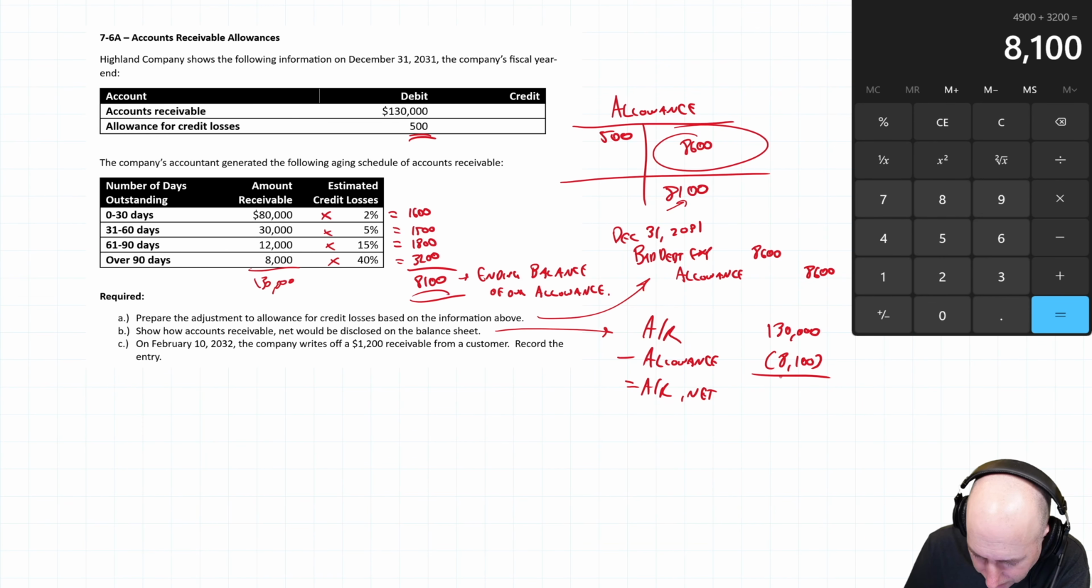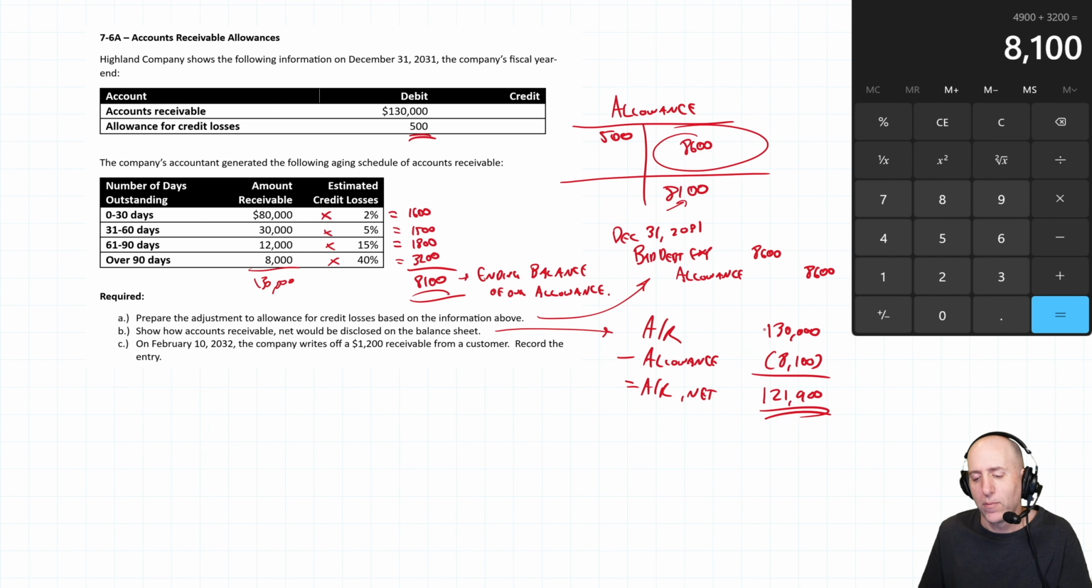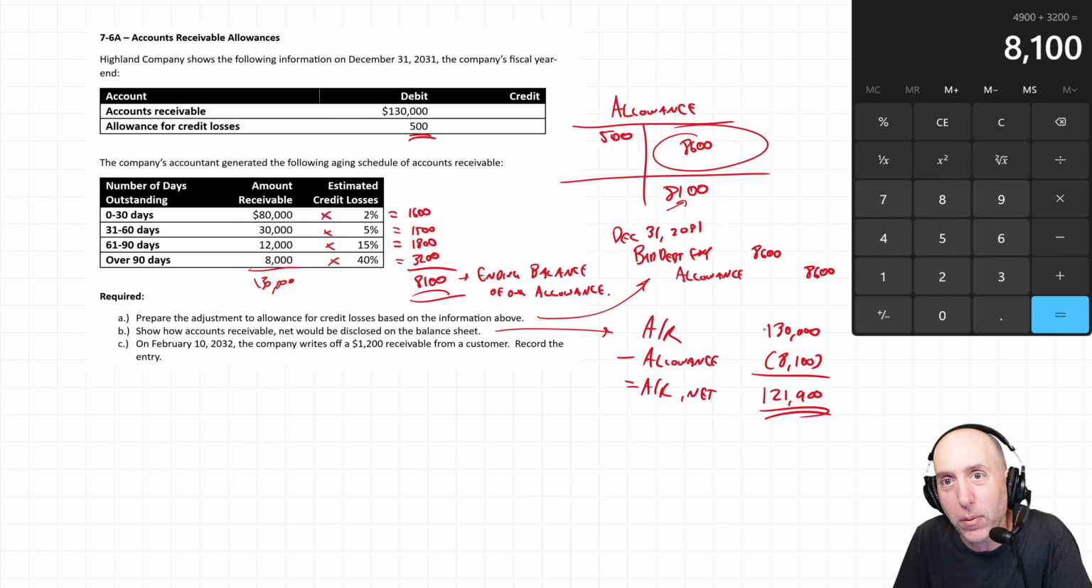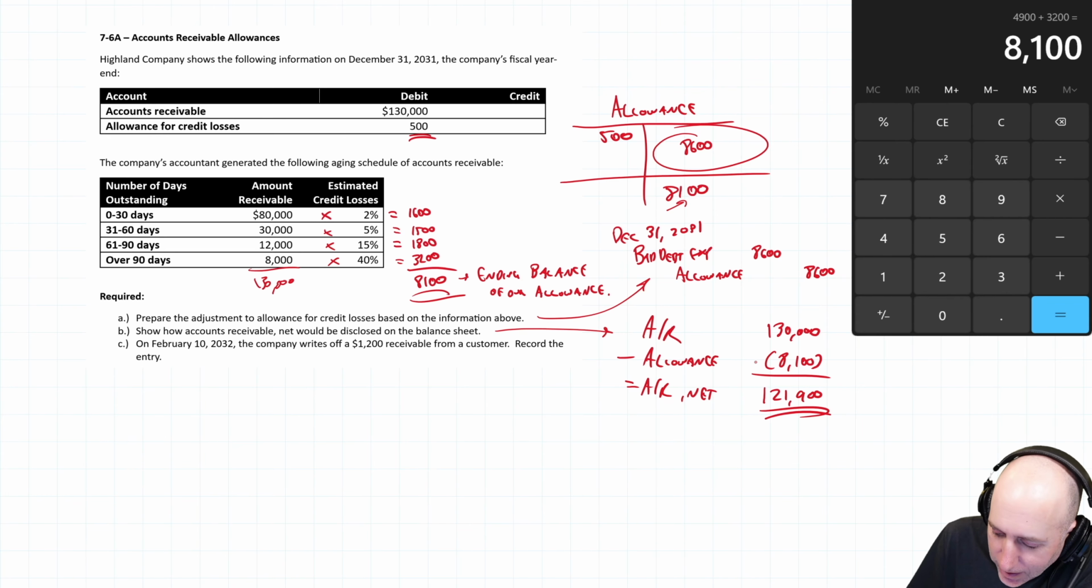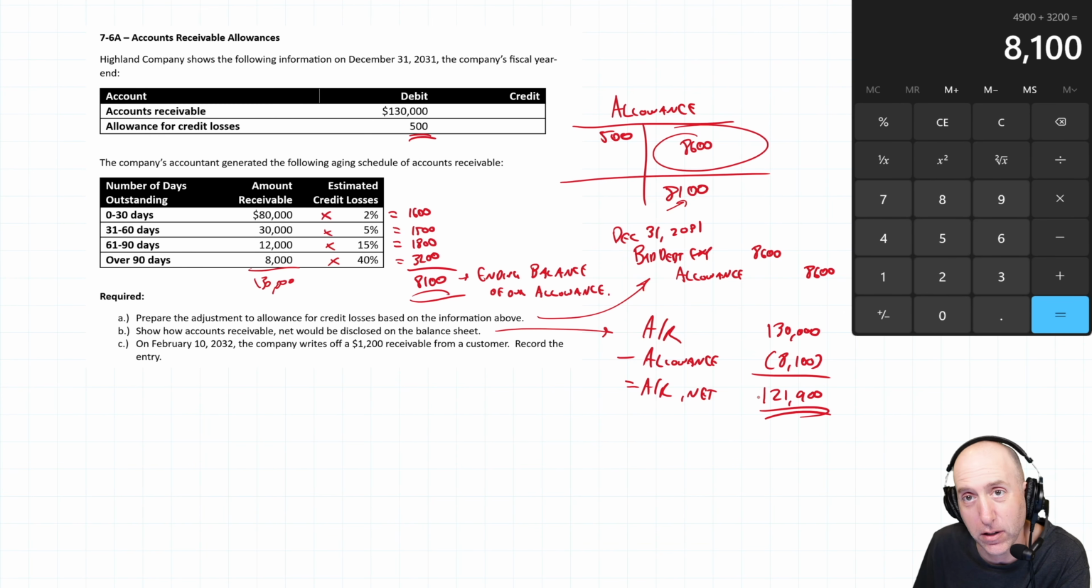AR minus allowance equals AR net. 130 minus 8.1 is 121,900. So what does this mean? Well, I'm legally owed $130,000. I did the work. I expect to collect $130,000, but I know based on track record that some of these people aren't going to pay. I estimate $8,100 worth of this $130,000 is not coming in. And therefore, my net AR is $121,900. That's how much I actually think I'm going to collect out of the $130,000.